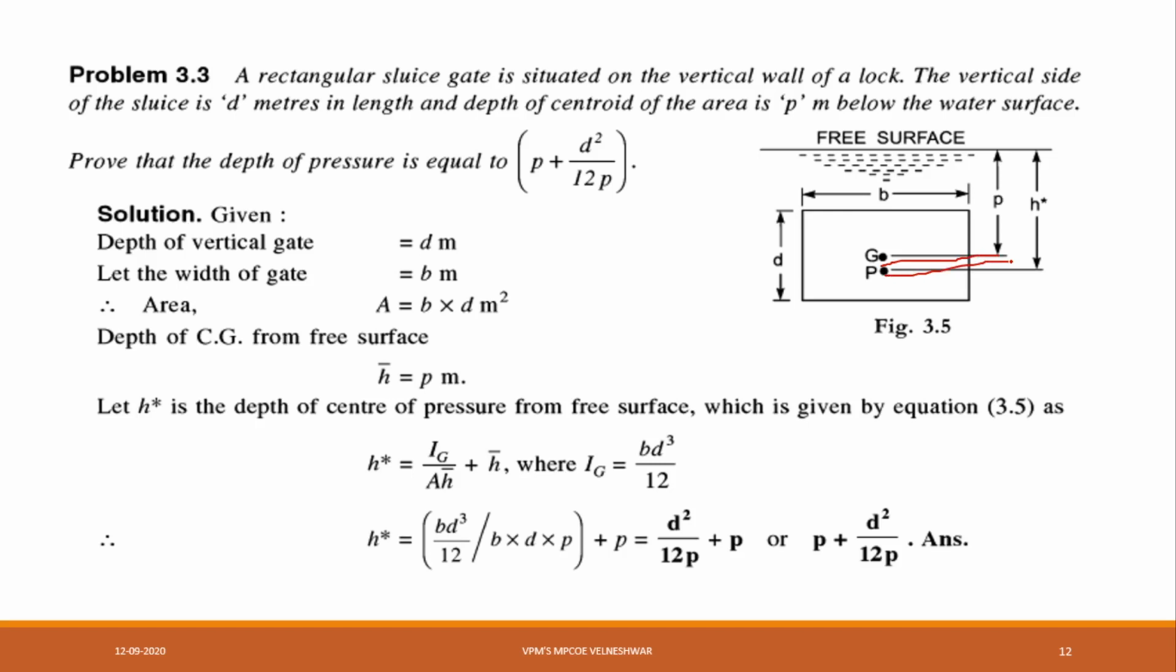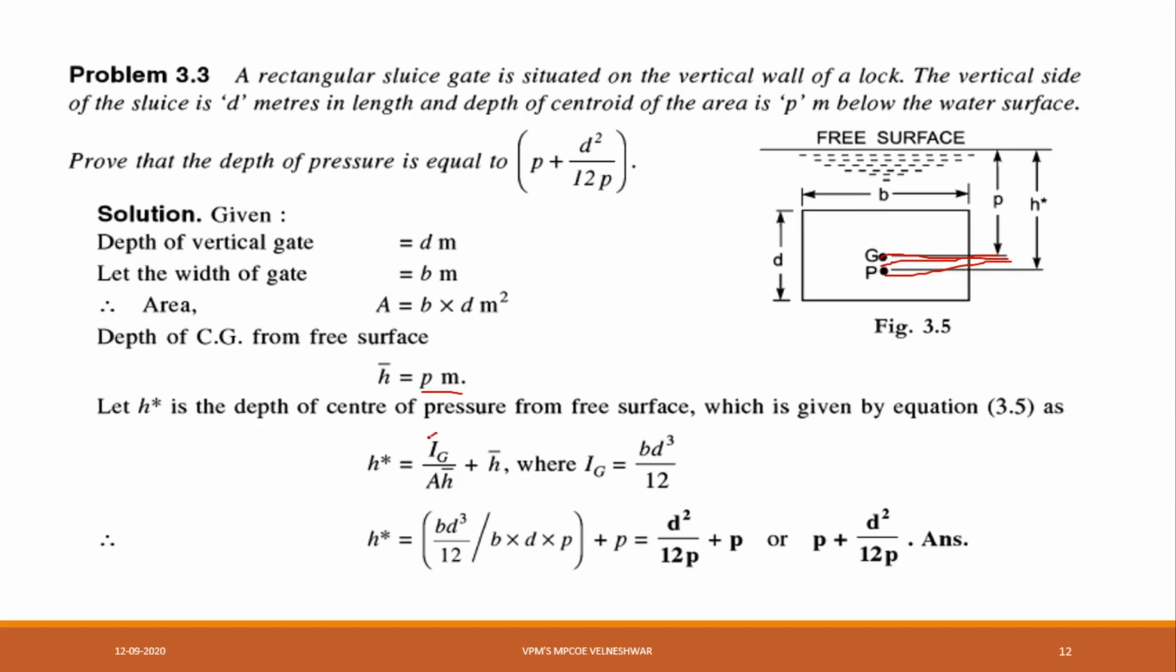Now he is asking to prove that the depth of pressure is equal to p plus d square divided by 12p. Here the depth of pressure is nothing but the h star value. Here we have to find the value of h star. Now the depth of the vertical gate is equal to d, and the width of the gate is equal to b. The width of the gate he has not given, so I am assuming the value as b. Now what will be the area? Area A is equal to b into d meter square. Now the depth of the center of gravity from the free surface is directly given as p. So h bar is equal to p.